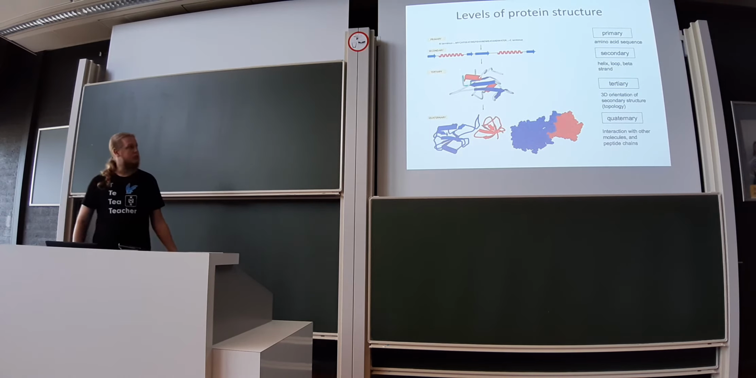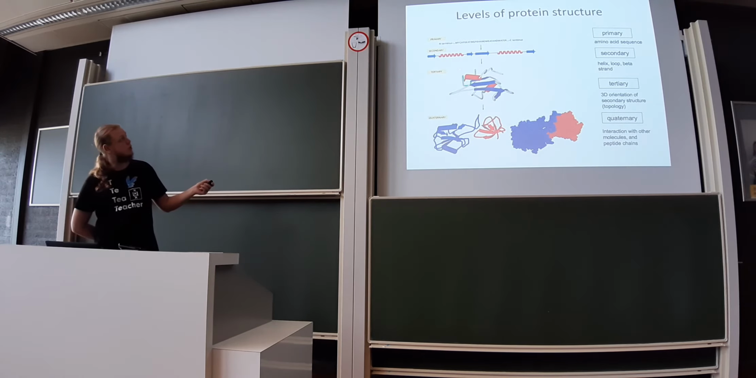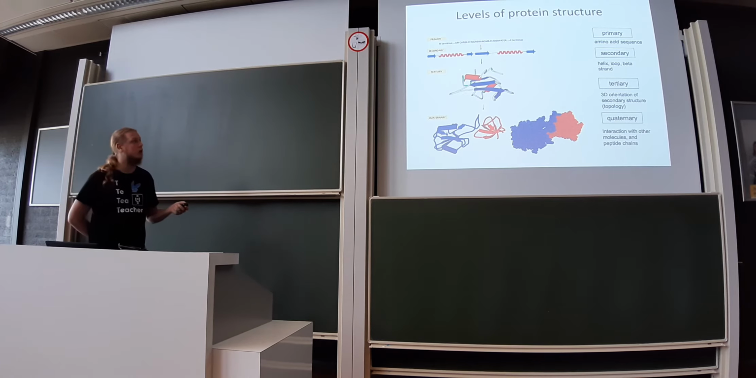So, as we've just mentioned, levels of protein structure, the primary one is simply your amino acid sequence. So this goes from the N to the C terminus, always starts with a methionine, post-translational processing notwithstanding.